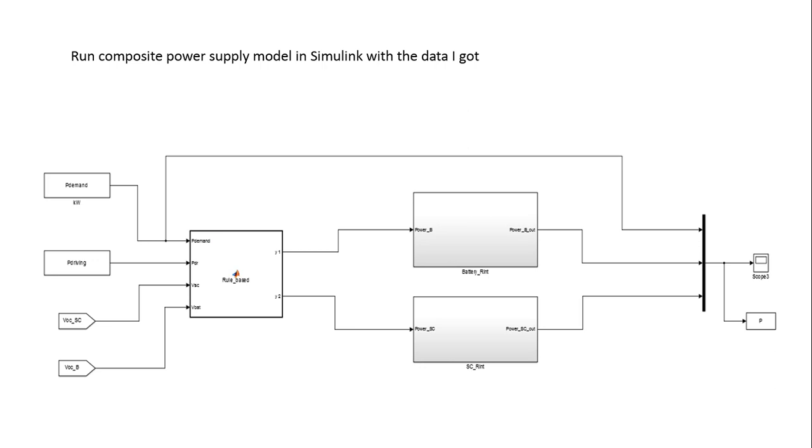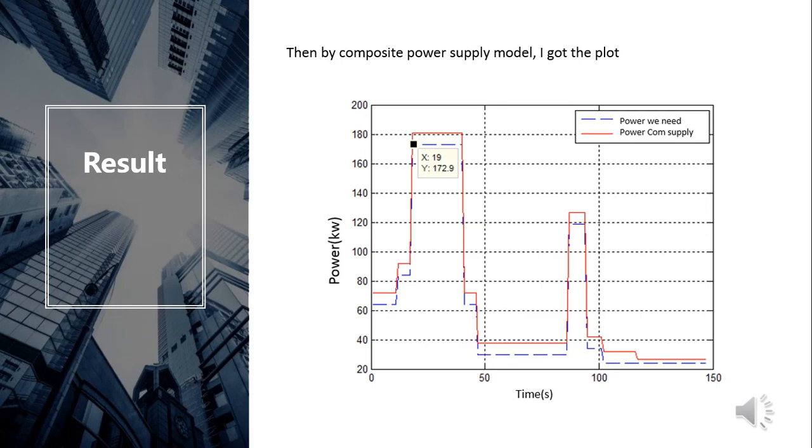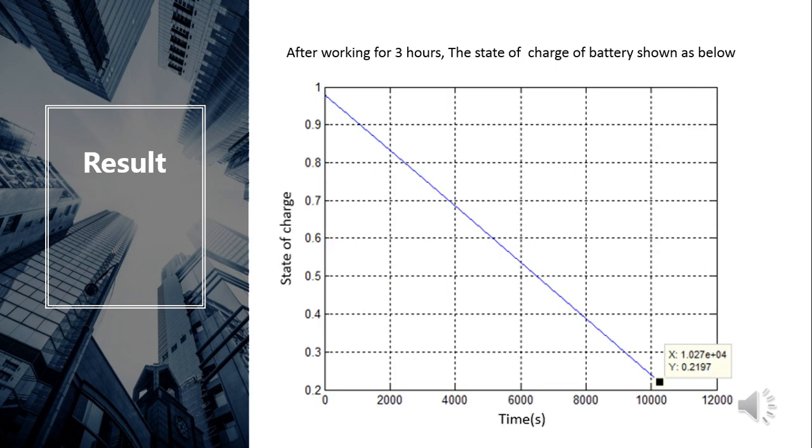And I run the composite power supply model in Simulink with the data I got. Then I got the plot. As you can see from the plot, the supercapacitor and the battery could cater the need of the power the scraper needs. And after working for 3 hours, the battery still has enough energy.